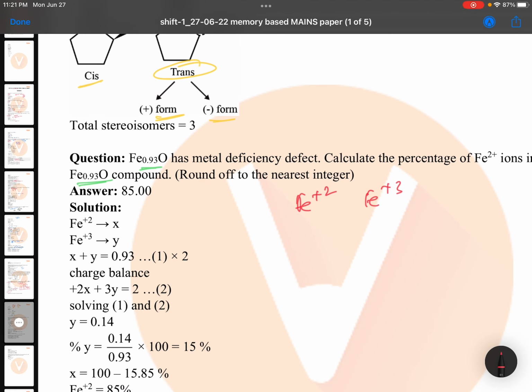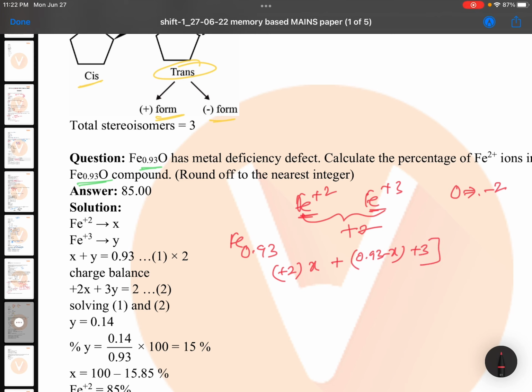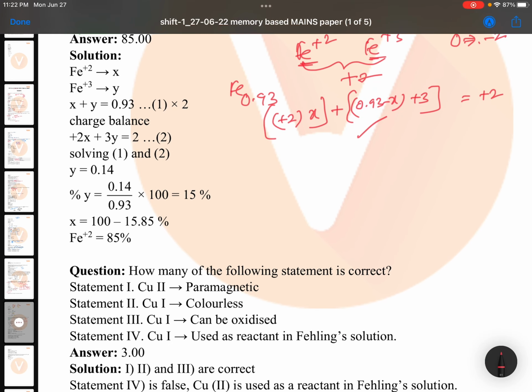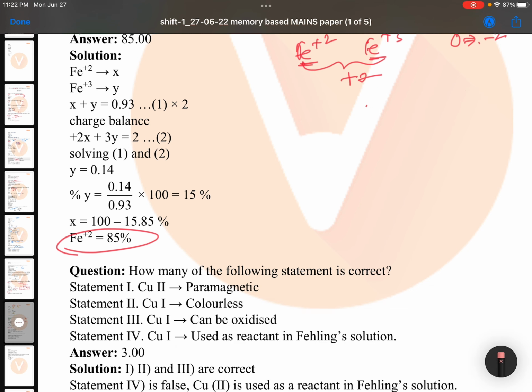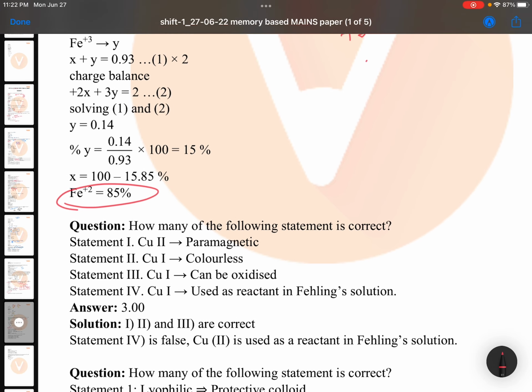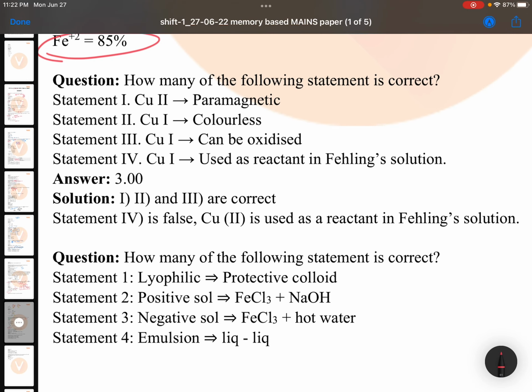So the oxidation states of these two together must be equal to the oxygen's. Oxygen is minus 2, so both these ions' oxidation states together must be equal to plus 2. Given there is 0.93 iron, that means for example plus 2 oxidation state is in X number and plus 3 oxidation state will be in 0.93 minus X, into plus 3. This overall oxidation state must be equal to plus 2. So by solving this, you can easily find out that it is 0.85. Okay, this is one important question. You can check my YouTube channel where solid state questions are there. In solid state questions, I answered such kind of questions in a huge number.